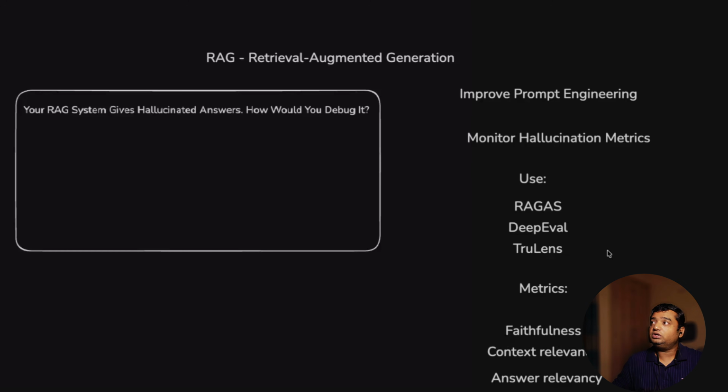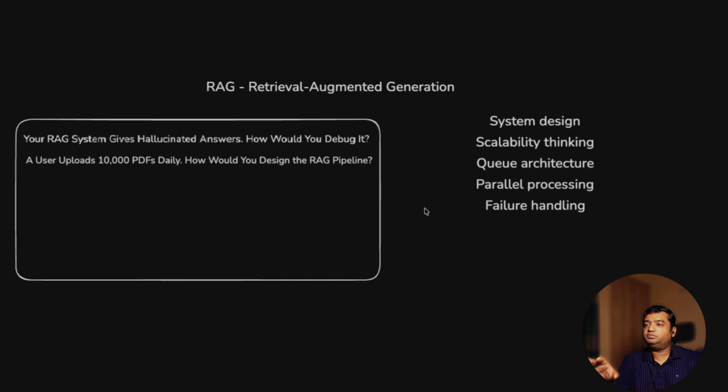Now we'll move on to the second question. The second question is more about scalable system design. A user uploads 10,000 PDFs daily. How do you design a RAG pipeline? 10,000 PDFs are being uploaded every day, and you have to put this information as external information into your RAG pipeline. So how will you design this pipeline?